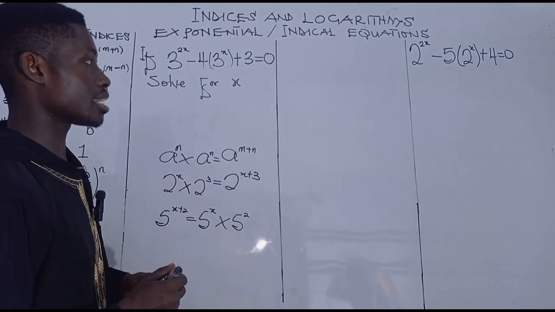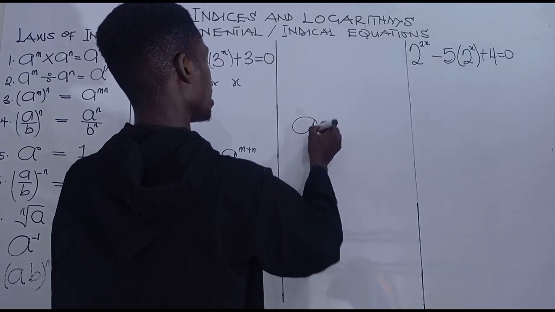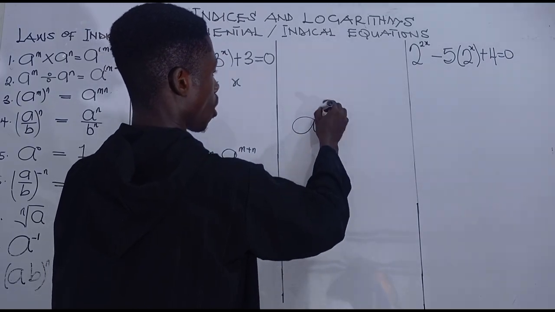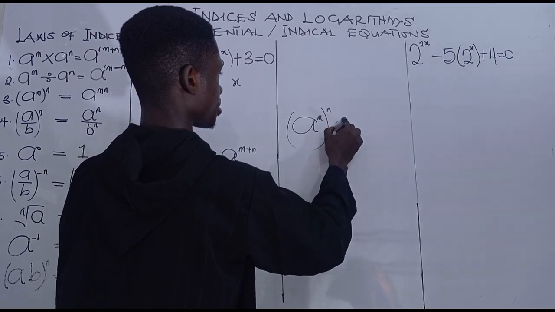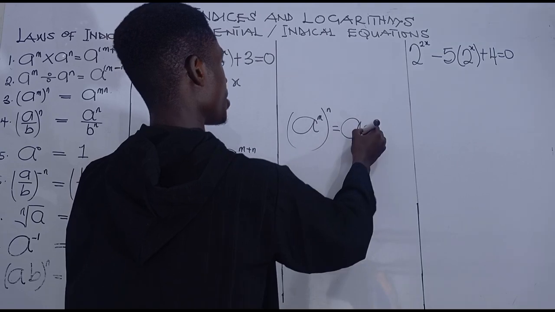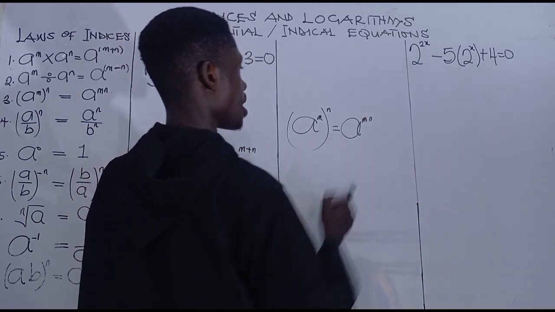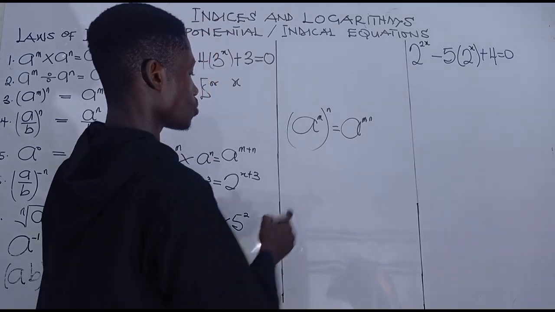Let's look at the other law. Now we said that when you have, let's say, a raised to the power m, all raised to the power n, applying the power law of indices, we can write this as a raised to the power m multiplying n, which is the same as mn.